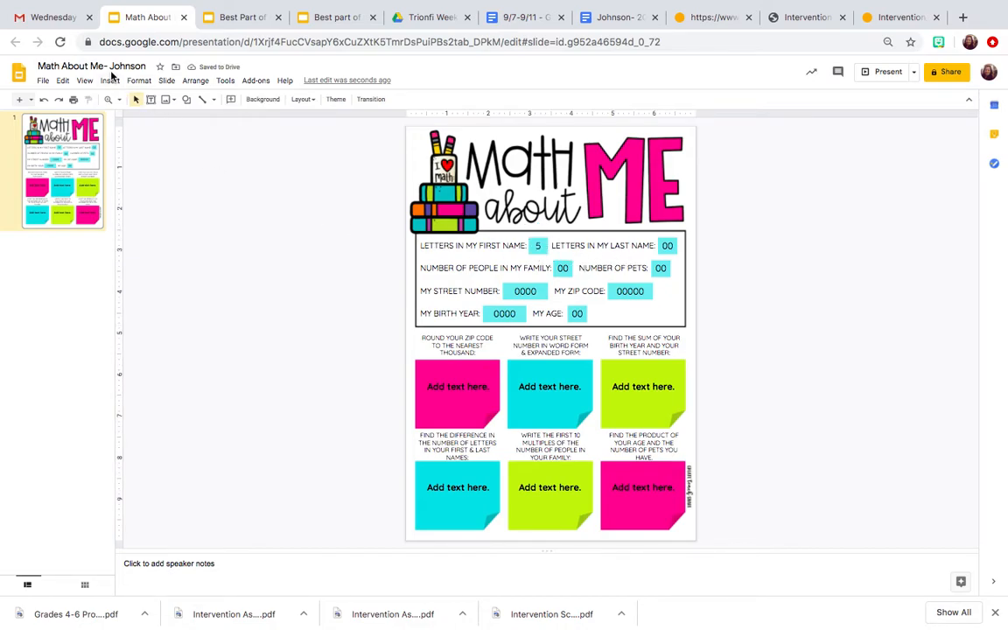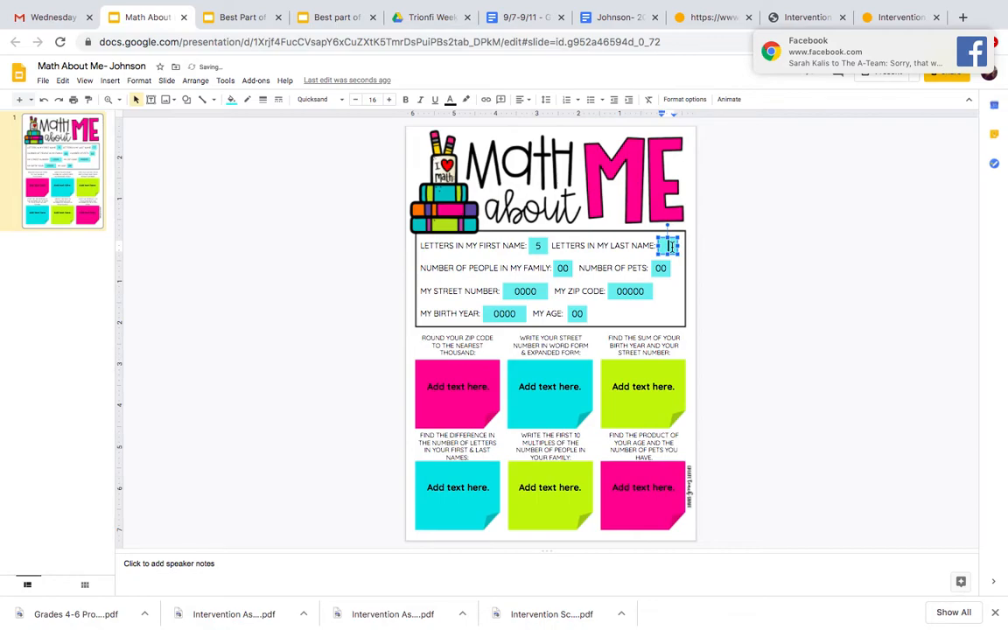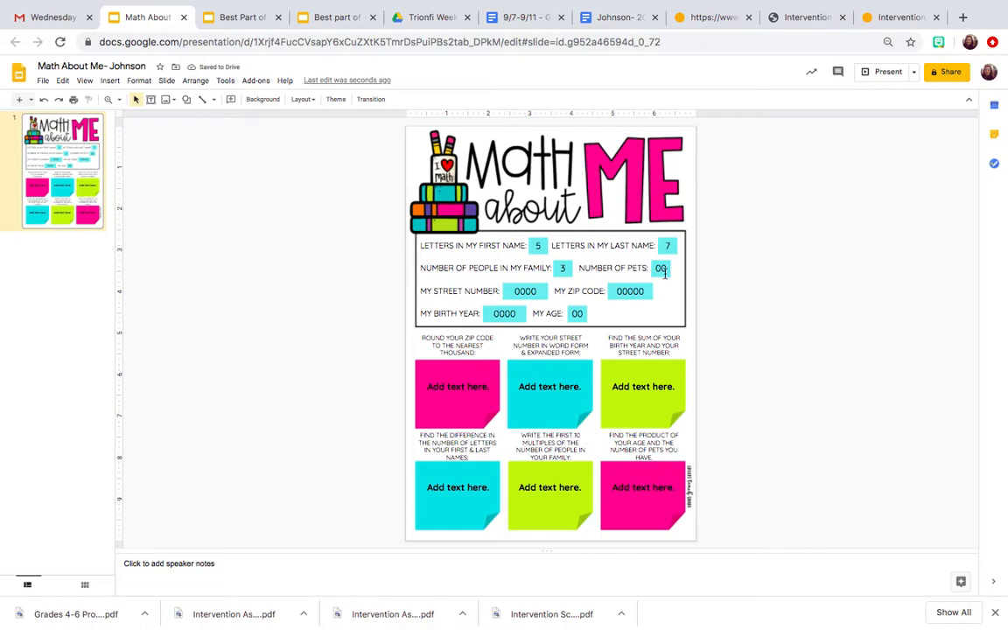Letters in my last name. Okay, my last name is up here, so let's count the letters. 1, 2, 3, 4, 5, 6, 7. Okay, letters in my last name, there are 7 letters. People in my family, I'm going to say people that, like, really immediate family. So, like, mom, dad, brothers, and sisters. I have my mom and my brother plus me. So that's only 3 people in my family. Okay. Number of pets, I do not have any pets, so I'm going to leave that one at 0.